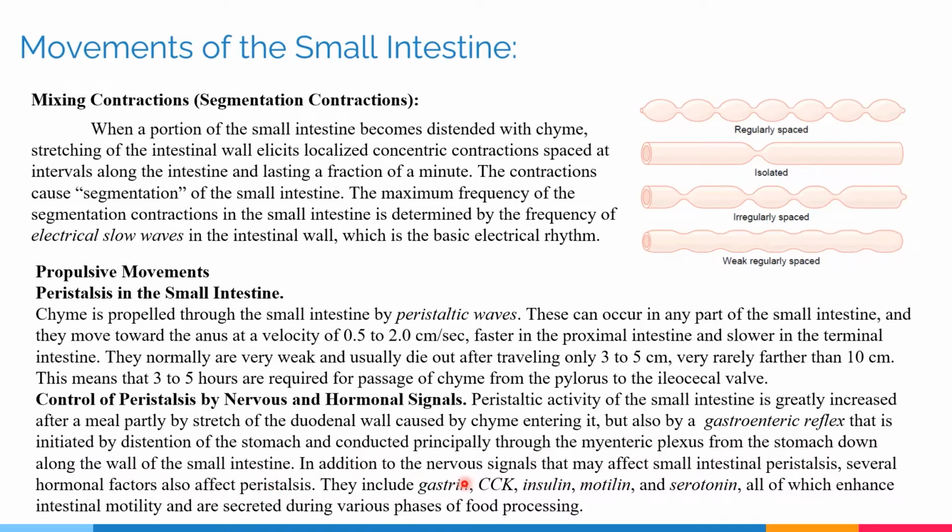In addition to nervous signals that may affect small intestinal peristalsis, several hormonal factors also affect peristalsis. They include gastrin, CCK, cholecystokinin, insulin, motilin, and serotonin, all of which enhance intestinal motility and are secreted during various phases of food processing.